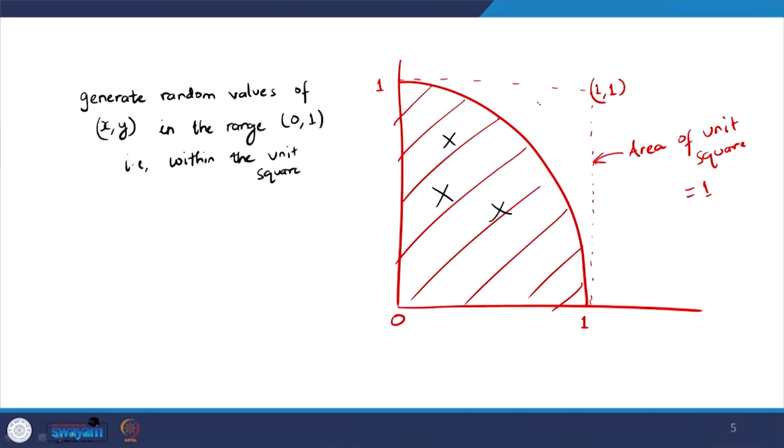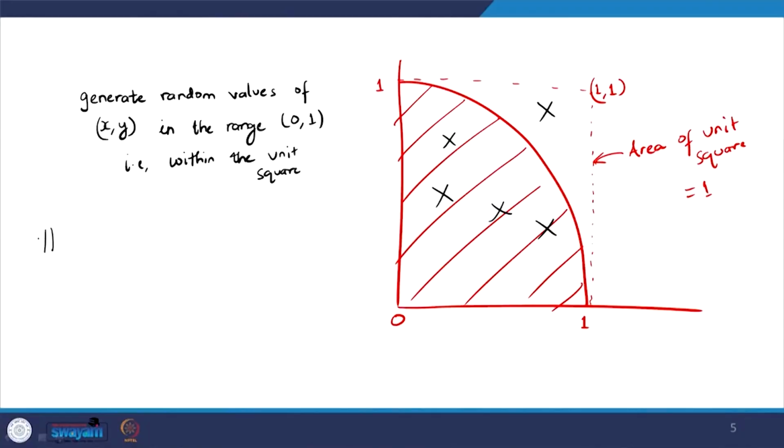So, let us say I generate 5 points, and when I generate the points, I am not really bothered whether there is a circle passing through them or not. I simply generate points randomly in the domain 0 to 1, right. But now I ask, how many of these points will lie within the circle?